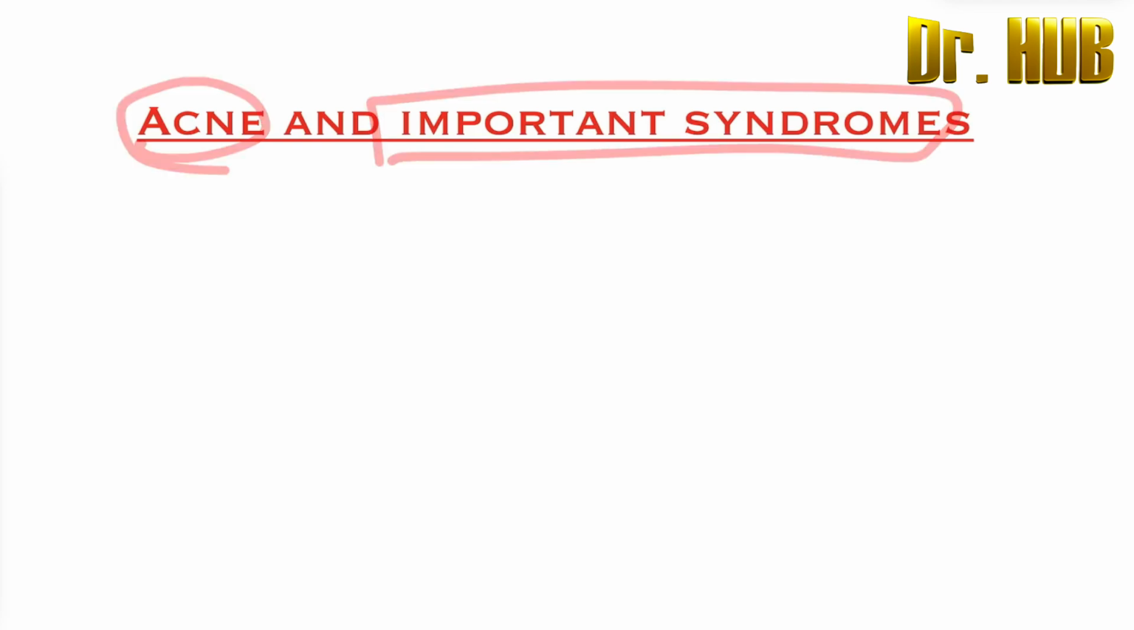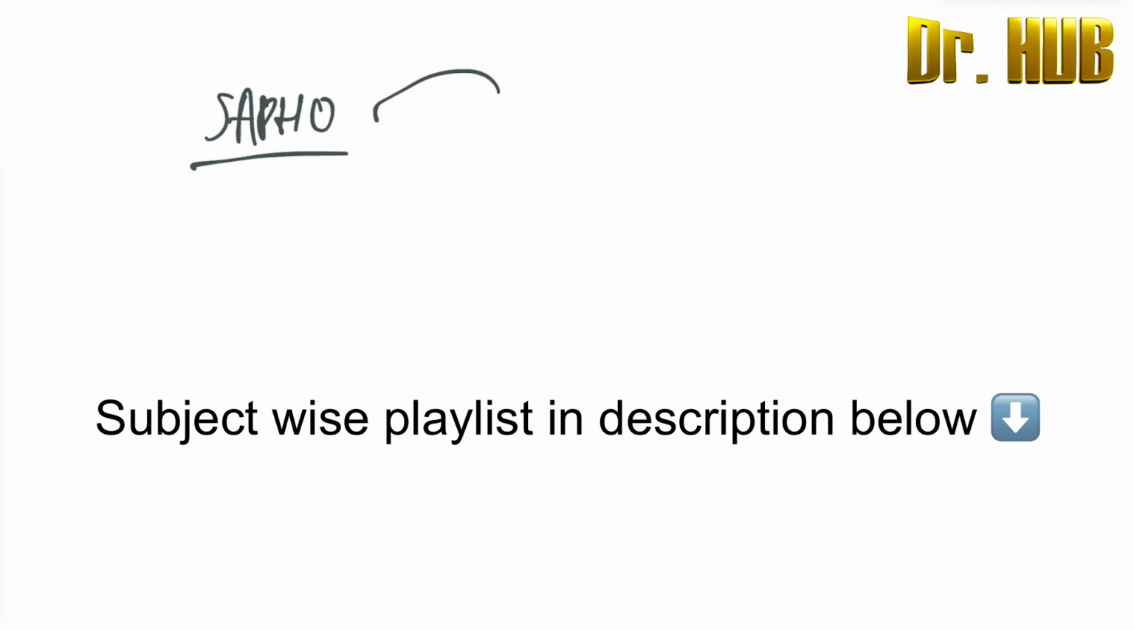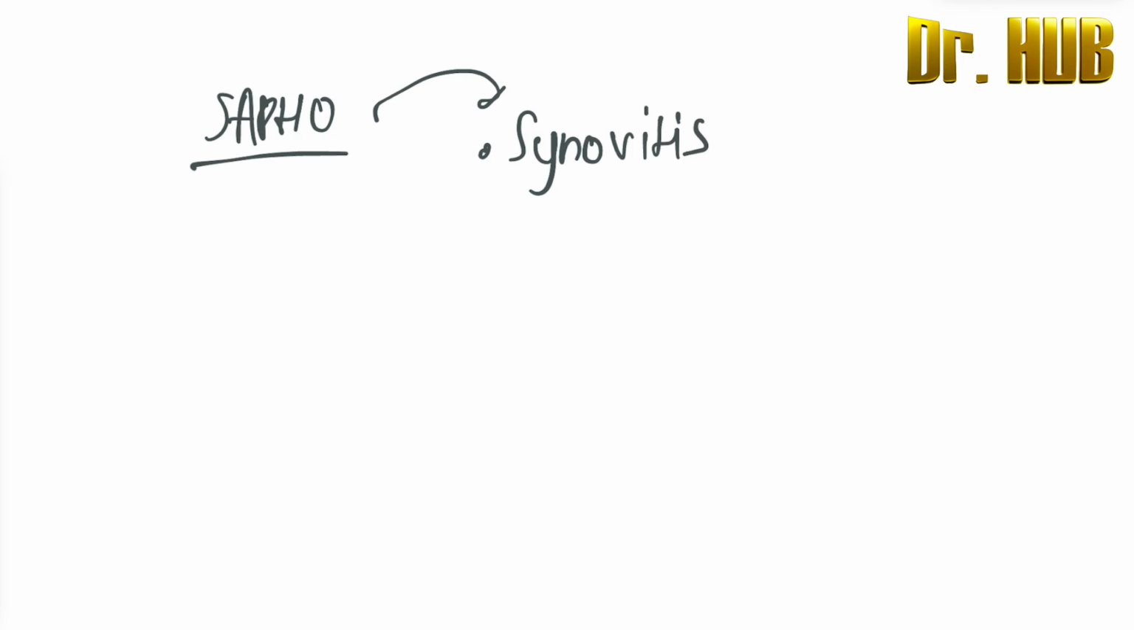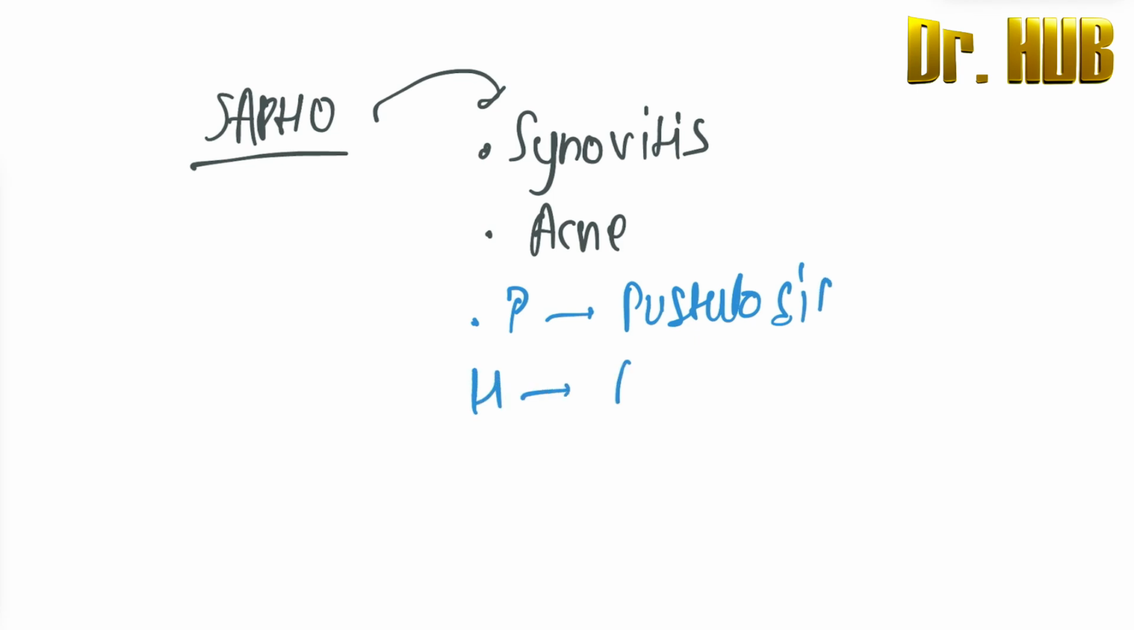Acne and the important syndromes. Here first we look at the SAPHO syndrome. What is meant by this? Let's expand the SAPHO syndrome. It can involve synovitis, then the presence of acne. Then P, what does P stand for? P stands for pustulosis. Then H is for hyperostosis. Next is involvement of osteitis, O for the osteitis.